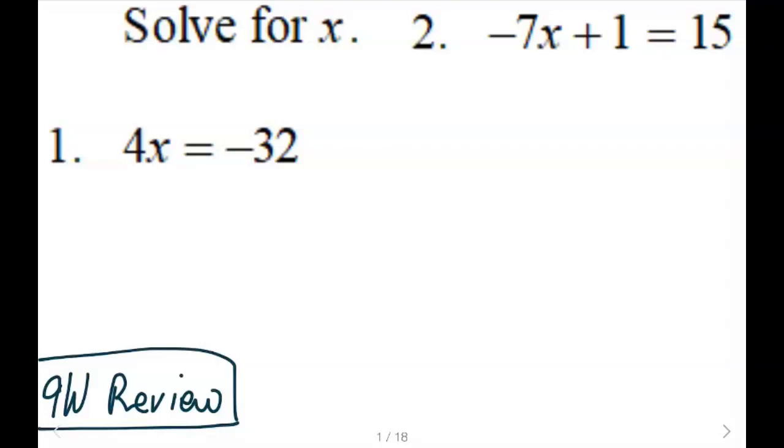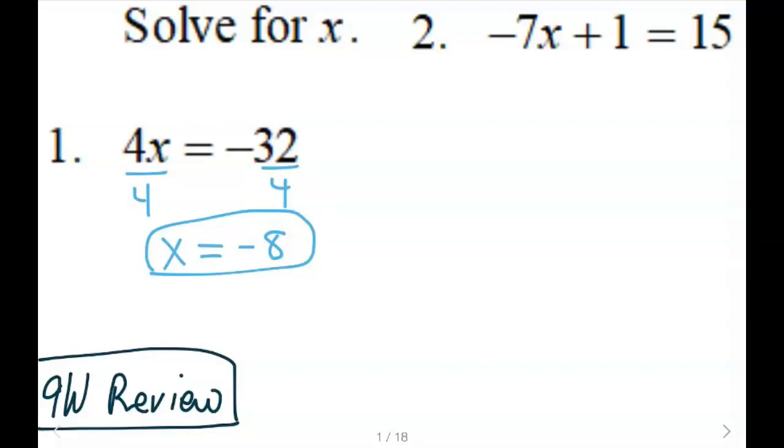Alright, we're reviewing for the 9-week test. Solving each of these equations, we want to get the x by itself. Right now we have 4 times x equals negative 32. To get rid of multiplying by 4, divide by 4. And so we get x equal to negative 8.